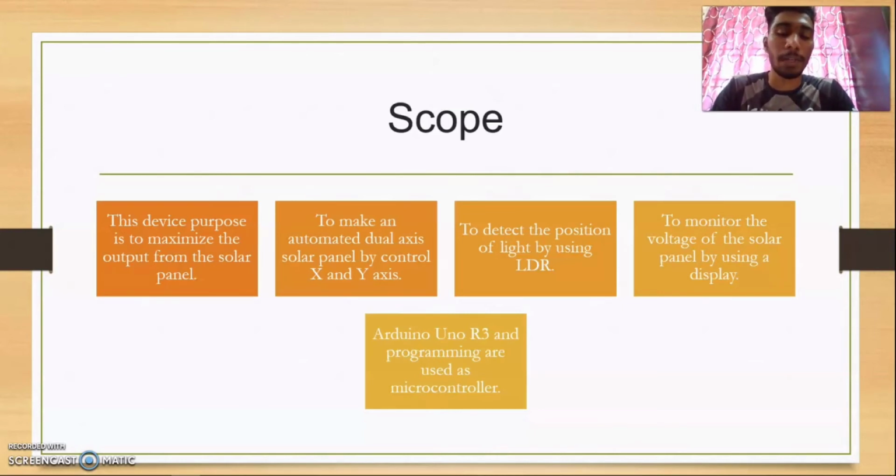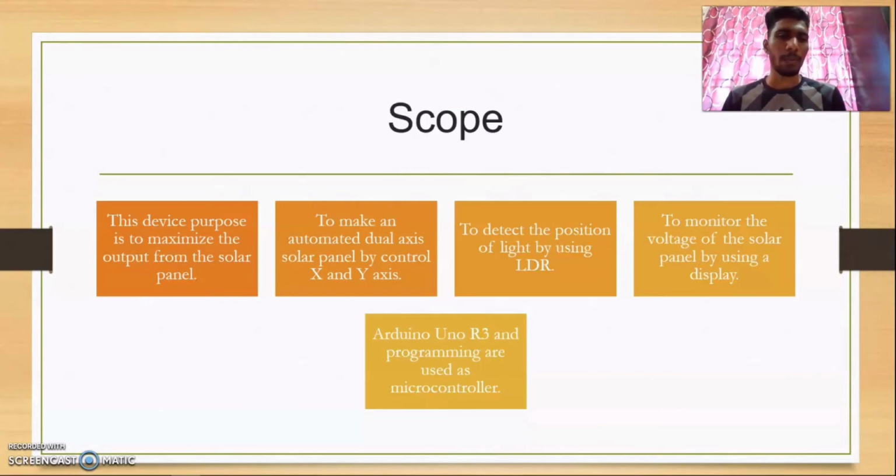Each of the motors will replace the X axis and Y axis. This will rotate the solar panels. So the third point will be to detect the position of light by using LDR. In this case we are using 4 LDRs. Each of the LDRs will represent north, west, east and south. By doing this, the LDR can detect where the sun is, where the sunlight is getting more, so the solar panel will focus on the light.